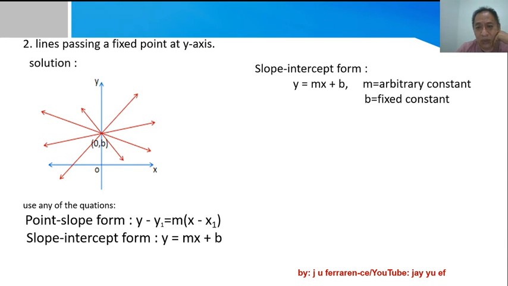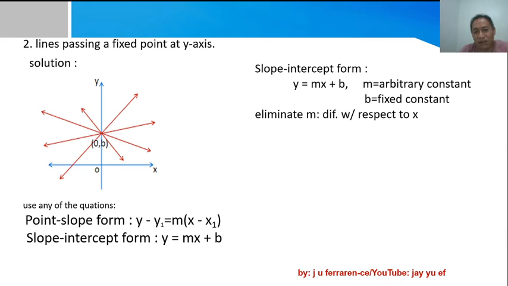So we have y equal to mx plus b, and your m here will come out to be an arbitrary constant, no? Because it is changing, the value of the slope is different from the other members of the family. Our b is the one which is fixed. Okay? So eliminate m, no? So when you differentiate, you only need a first order differential equation considering there is only one arbitrary constant.